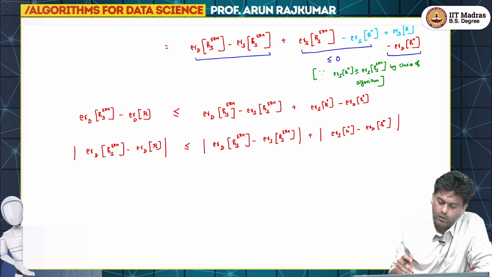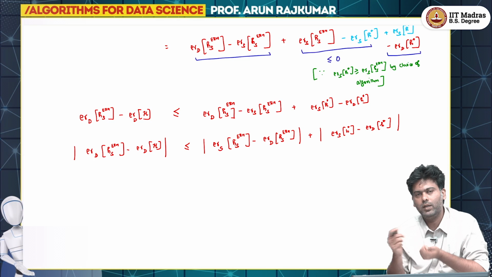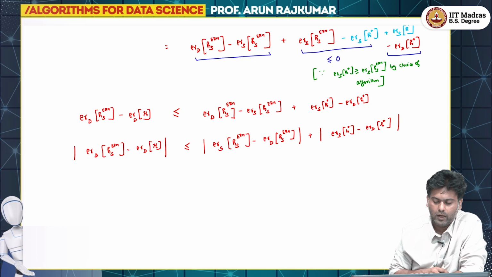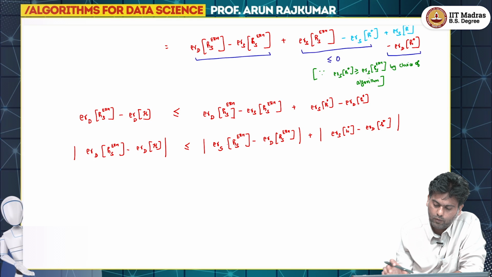So, now, because this is an absolute value, it does not matter whether it is RD of HS minus RS of HS or RS of HS minus RD of HS. So, I can just write this as even RS minus RD. It is anyway the positive value that we are taking into account. So, that is okay. Now, I know that this is the sum of the difference between train and test error of the ERM and the best possible classifier.